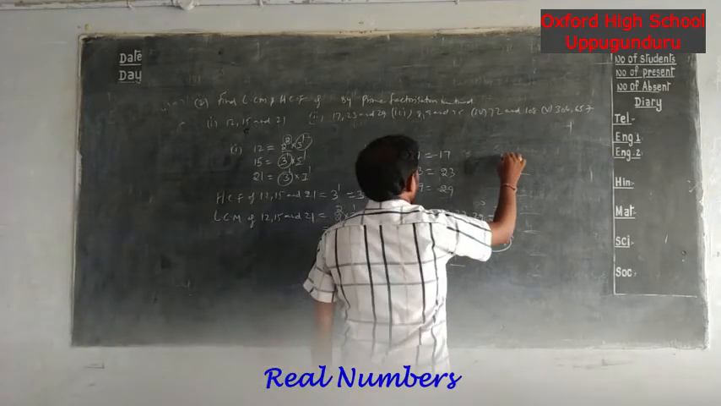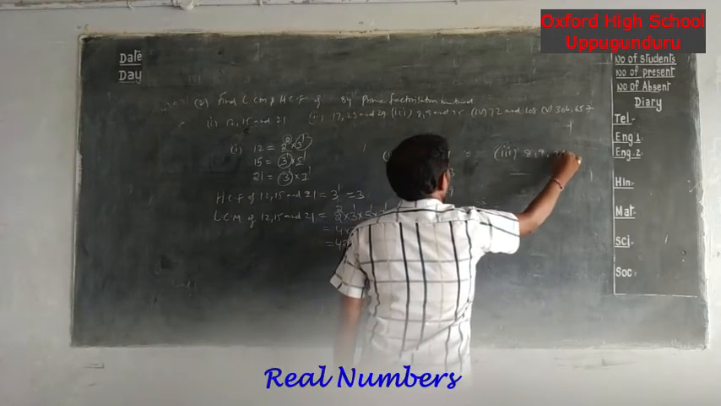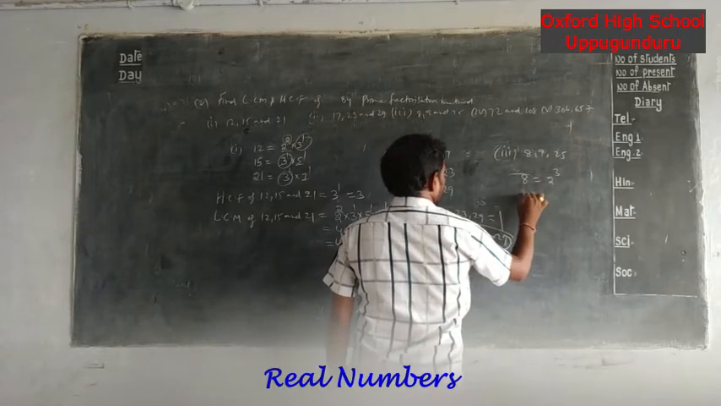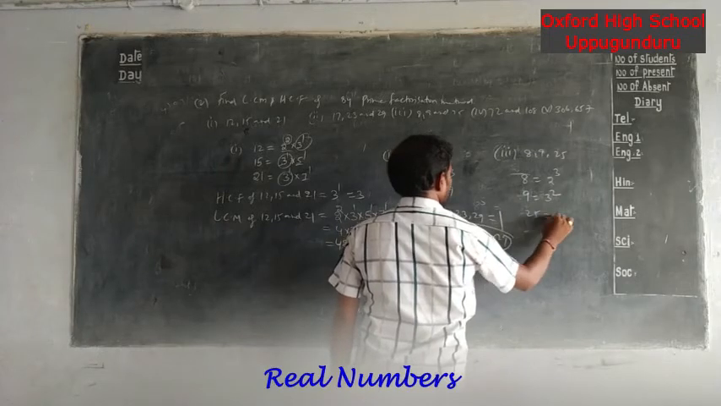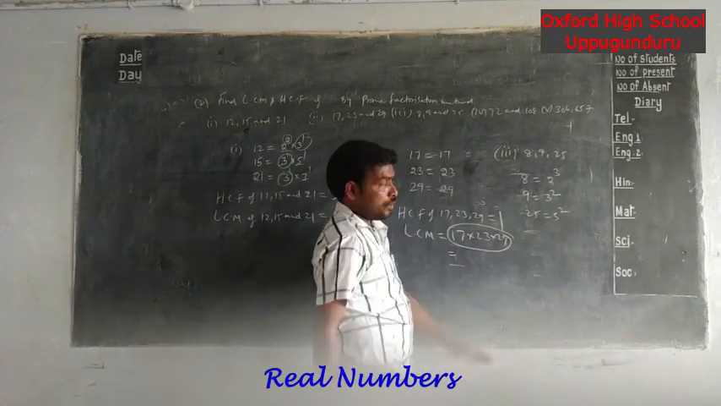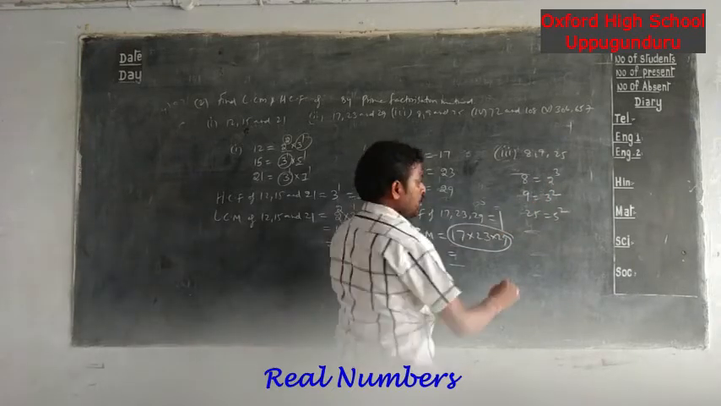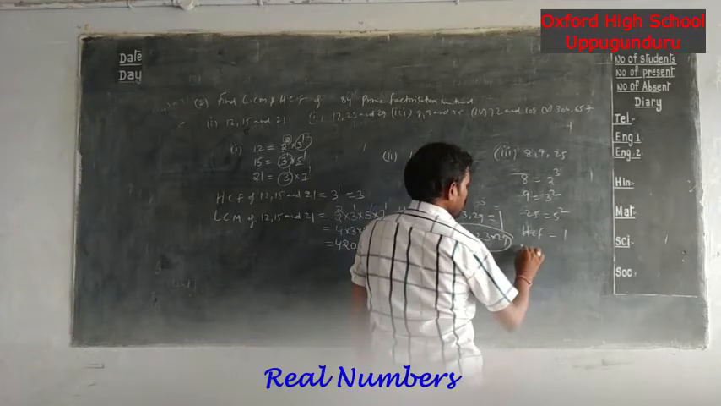Now, next, the third one: 8, 9, 25. Prime factorization of 8 is 2 cube. Prime factorization of 9 is 3 square. Prime factorization of 25 is 5 square. Here also, there is no common prime number for all these three numbers. That's why HCF equals 1.